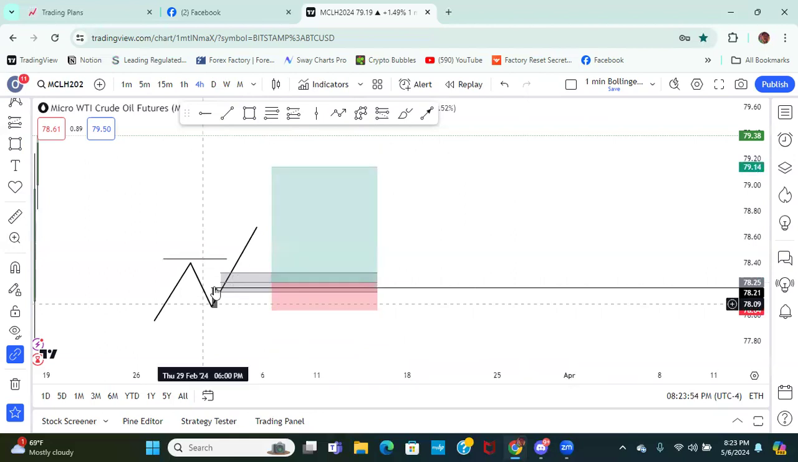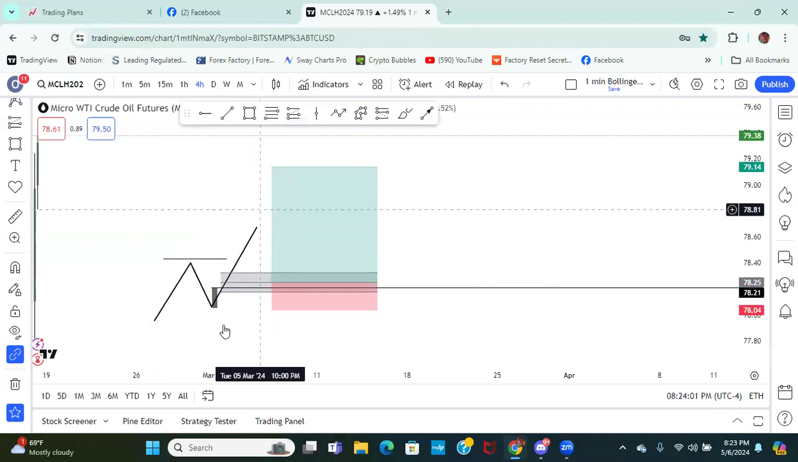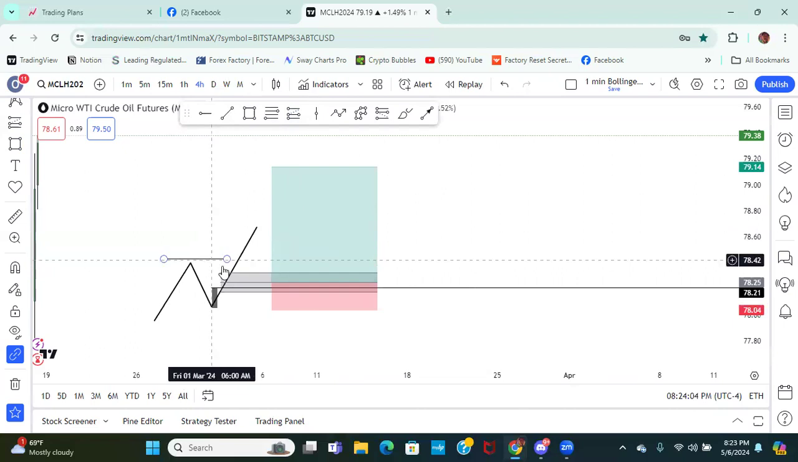Okay, why am I still drawing this order block here? Because if price is coming down and then shoots up, there's always going to be a down candle before the up move, or a down move before the up move. Okay, so this is it.